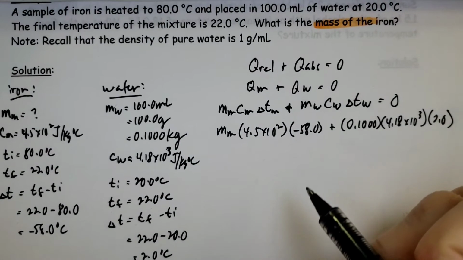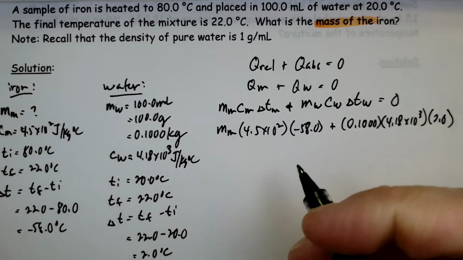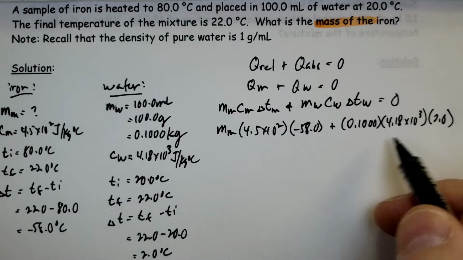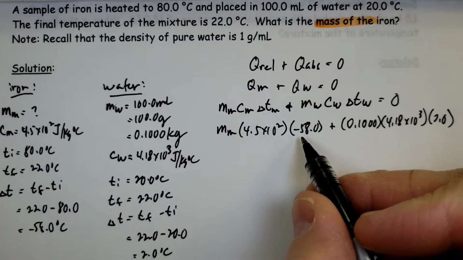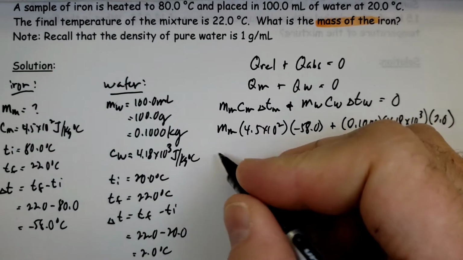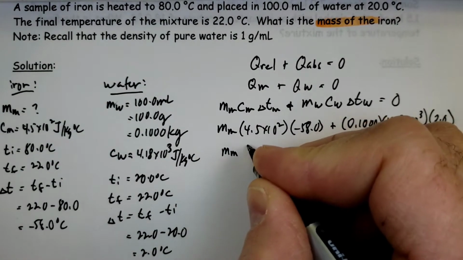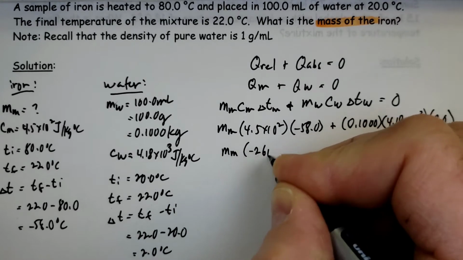Okay, I had to cut that video short, so it's just continuing here. So we have it set up, and let's see here. So 4.5 times 10 to the 2 multiplied by negative 58. I believe that gives us negative 26,100.